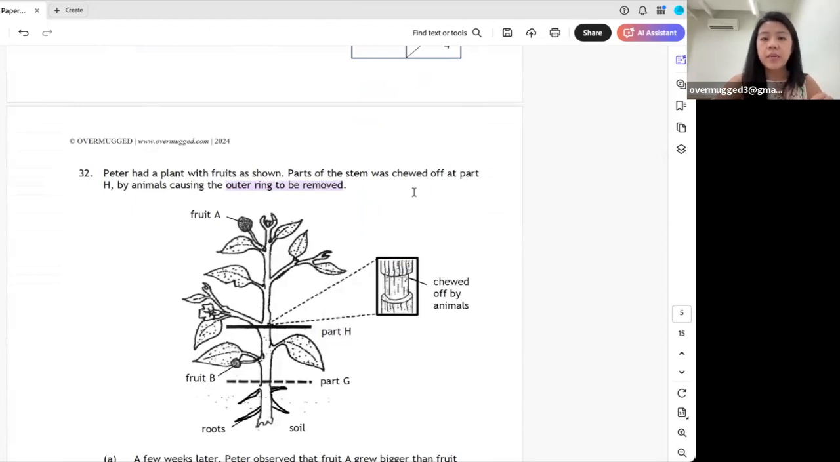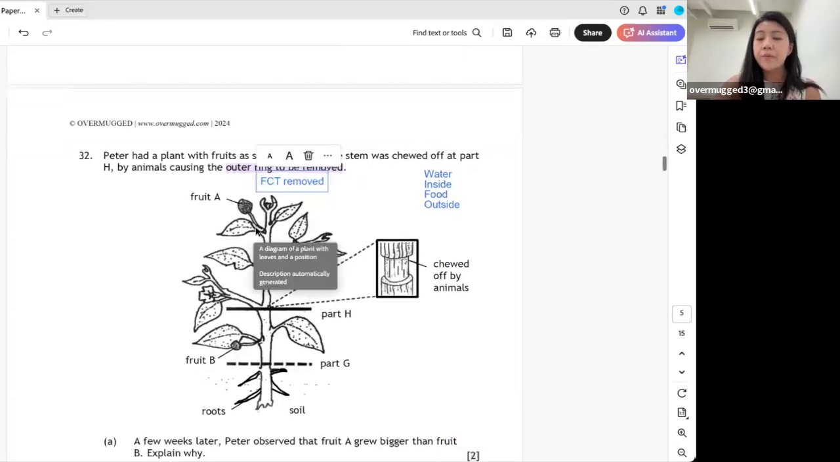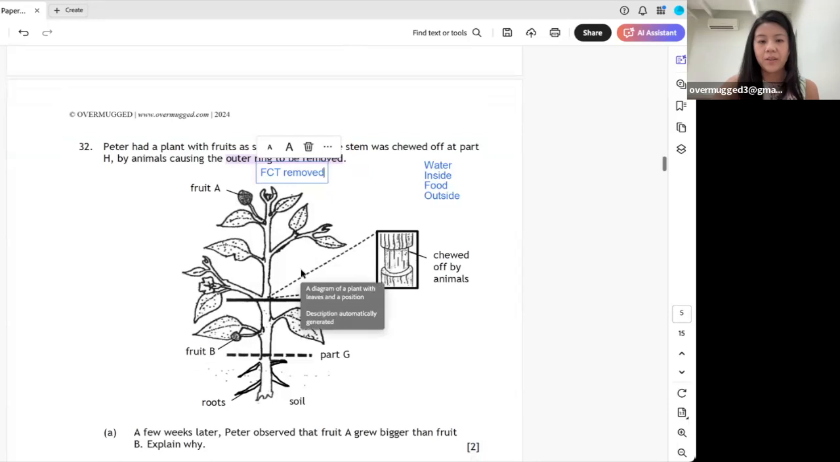So just to recall a little bit, I always go through with my students Y4, water inside, food outside, okay? So Y4 is water inside, food outside. What this means is that your water carrying tubes are on the inside, food carrying tubes are on the outside, which means you need to evaluate and conclude that the outer ring, when it's removed, it is the food carrying tube that's removed. I'm going to write in short form again. FCT represents food carrying tube, okay? When food carrying tube is removed, food cannot be transported, all right?